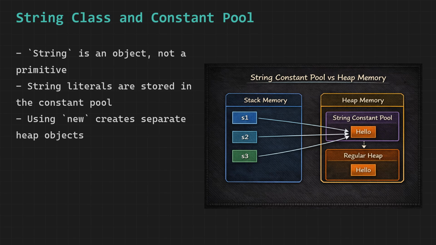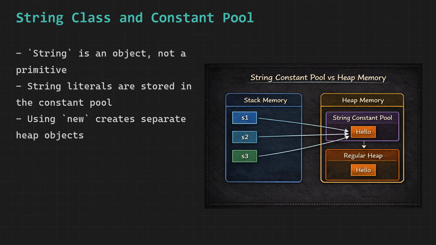A string in Java is an object that represents a sequence of characters. Strings are handled differently than primitive types like int or char. The string constant pool is a special memory area inside the heap used to store unique string literals.